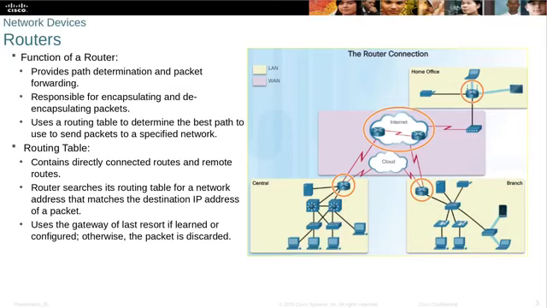If the routing table does not have a network address that matches the destination IP address of a packet, it will make use of what's known as a gateway of last resort, if there's one configured, or learned from other routers via dynamic routing protocols. If there is no gateway of last resort configured or learned, then the packet will be discarded.